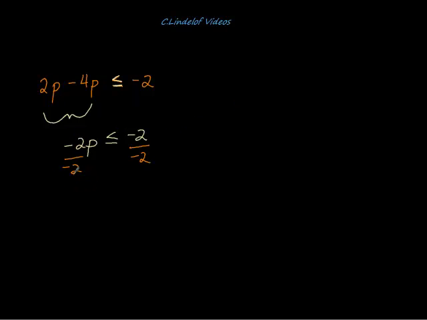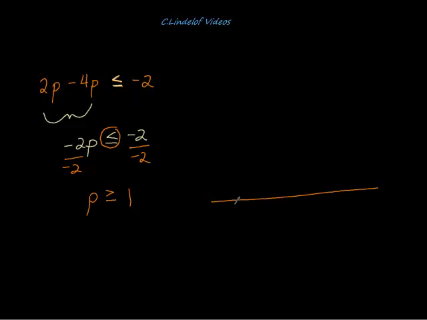Negative 2 over negative 2 is 1. So 1 times p is p. We had this as less than or equal to. Now it's going to be greater than or equal to. And I'm going to finish our math, and negative 2 over negative 2 is 1. All right? So here we are. We're on our last little piece here.